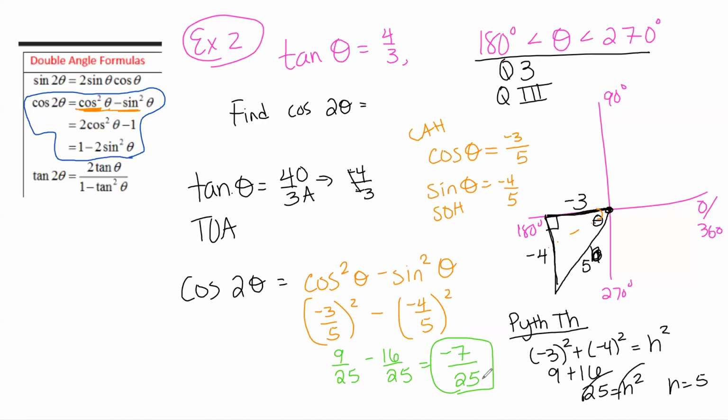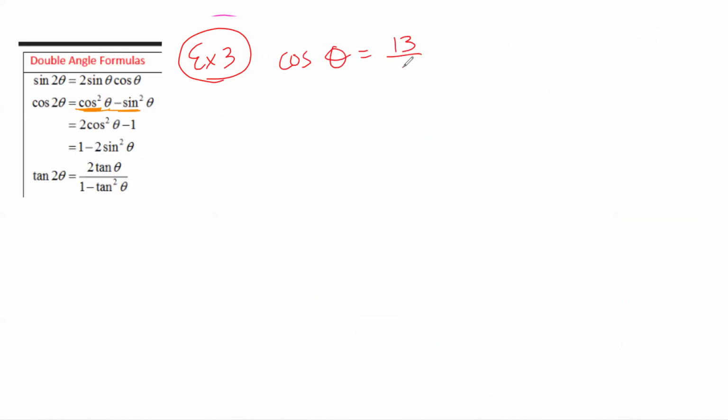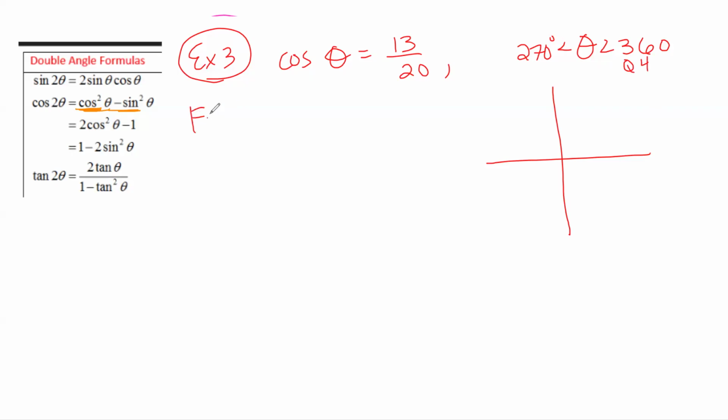Okay, let's do a double sine. This is going to be example 3. And again, if you're my student who sent this in, I'm going to now do number 2 on your paper. They tell us cosine of theta is 13 over 20. They also tell us that theta is in between 270 degrees and 360. So that's back in quadrant 4. And they are asking us to please find sine of 2 theta.